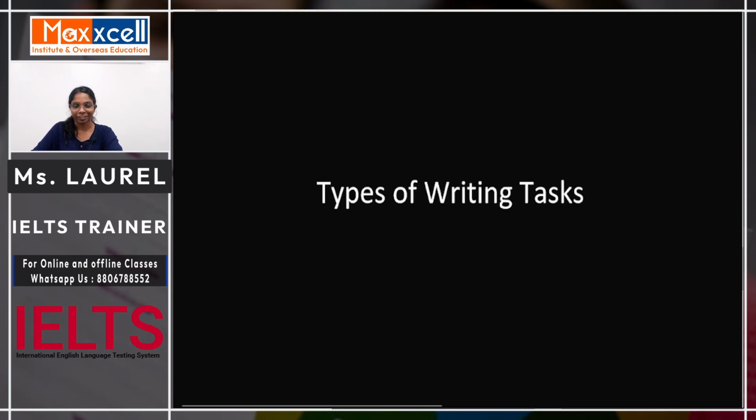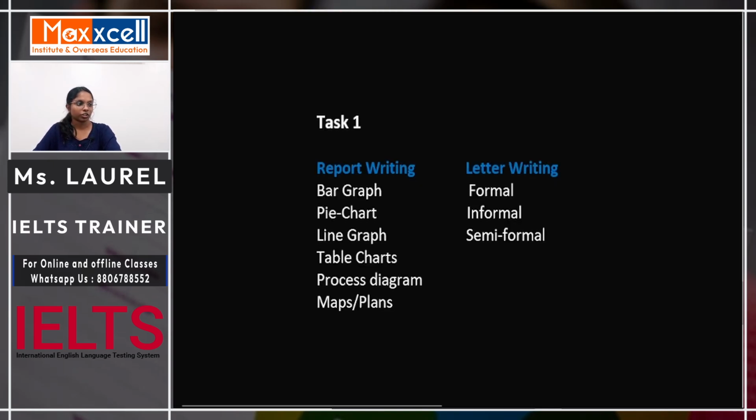Now let us see what are the different types of writing tasks. So for task 1, we have report writing for IELTS Academic and letter writing for IELTS General. Under report writing, you might get infographics. Okay, so you might get infographics, and infographics are basically pictures or some visual depictions that give a lot of information. Now here are some examples of report writing. That is, you can get a bar graph, you can get a pie chart, a line graph, table charts, process diagrams, maps or plans. All of these can be asked for report writing.